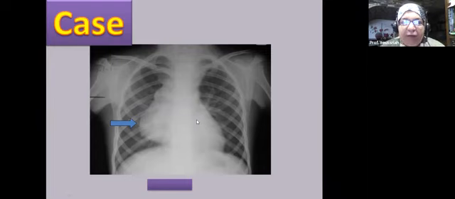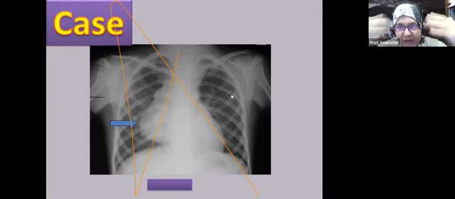We said that we have four common mediastinal lesions. What are they? Well, is this a retrosternal goiter? No, it's not a retrosternal goiter because it's not in the superior mediastinum and it's not extending to the neck and it has nothing to do with the trachea.